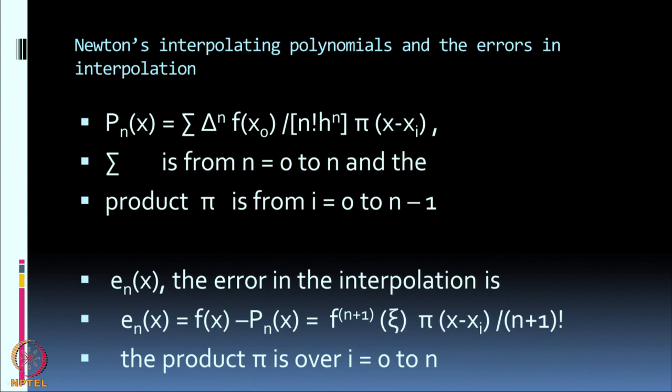We will consider that at a later stage. That difference is the n plus first derivative of the function at some value of xi, multiplied by all these products divided by n plus 1 factorial, and the product is from 0 to n, that is x minus x 0, x minus x 1 all the way up to x minus x n. These products are divided by n plus 1 factorial, with the derivative of the function at a value of xi. This value of xi is somewhere between x 0 and x n.